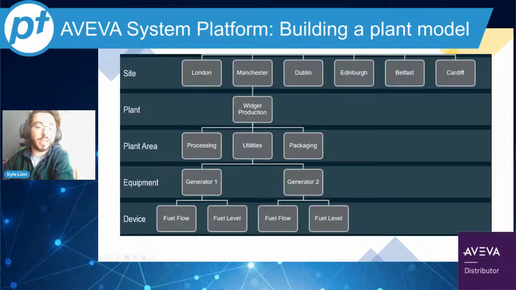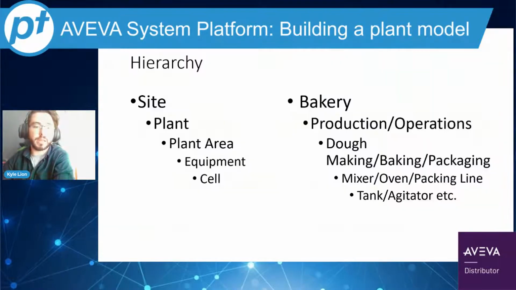So what we're gonna do today is I'm gonna create a very simple example of a bakery. So I've got the hierarchy here, and you can see that I've matched it to mine. So my site is going to be just called bakery. I'm going to have two separate parts of the plant, so production and operations. I'm going to split that into areas of dough making, baking, and packaging. And then I'm going to add in some equipment, some mixers, some ovens, and some packing lines. And we'll just sort of build it up from there dynamically.